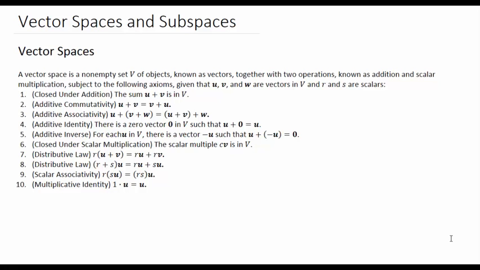7, I have the distributive property. I can distribute a scalar over a sum of vectors. 8 is distributing a vector over the sum of scalars. Number 9 says I can multiply by the scalars in any order that I want. And then 10, the multiplicative identity. 1 times u is u.